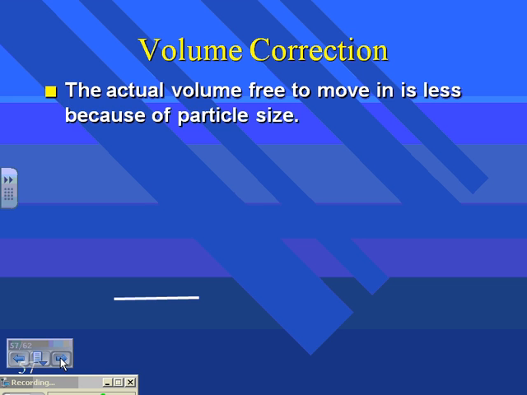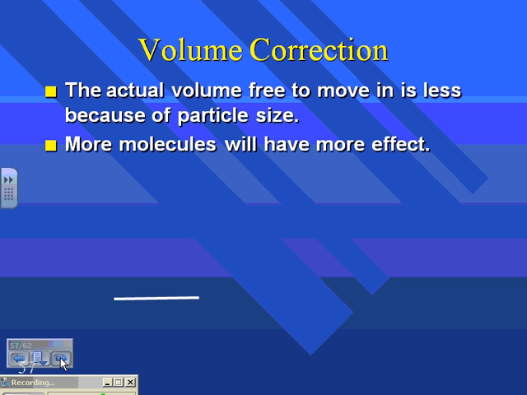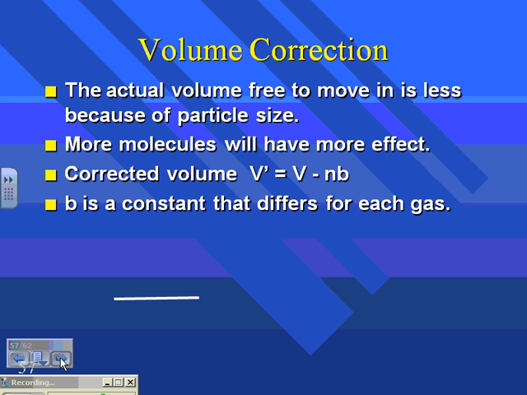The actual volume that gases are free to move in is less because of particle size. So we assume that particles take up space and these particles actually have less area to move around in than what we originally calculate for in the ideal gas law equation. The greater the number of molecules, the greater the effect of this volume correction. Now we're going to show how this equation is derived, but in the end, I'm going to show you the actual equation. So B is a constant that differs for each gas, and that has to be given to you when we look at this equation.